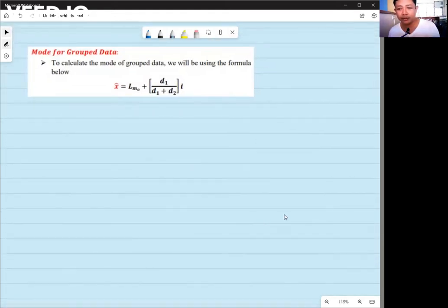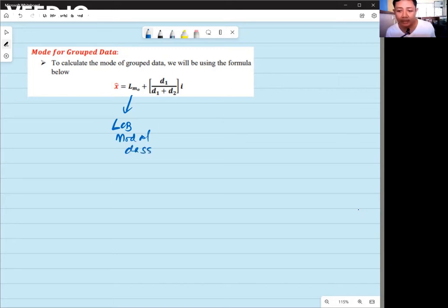Okay, this is the mode for the group data. So it says here, to calculate the mode of group data, we will be using the formula below. So you are familiar with the symbol. I already presented this with you. So that's the mode. So LMO, this is actually the lower class boundary of the modal class. Lower class boundary of the modal class. Oy, meron na namang modal class.